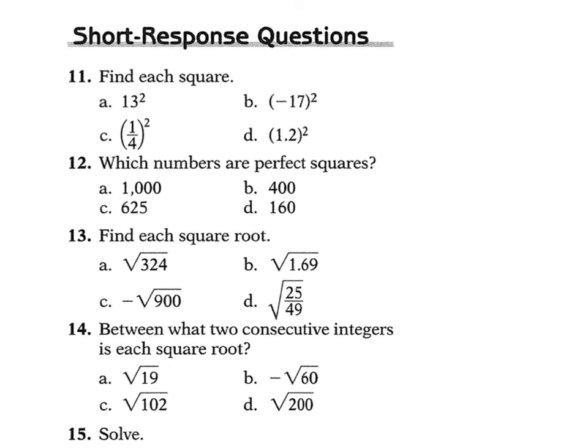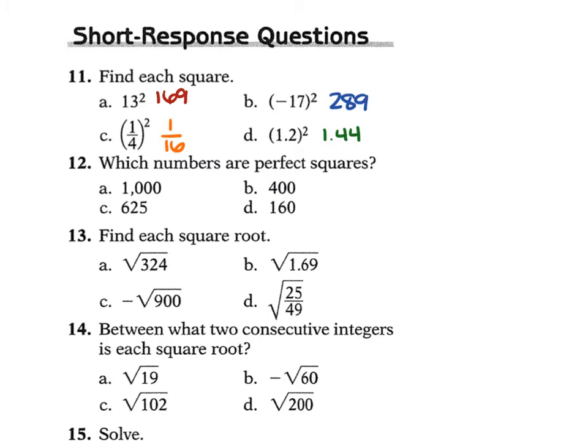With these, for 11, we are finding each square. 13 squared is 13 times 13, and that's 169. For B, we have negative 17 squared. So negative 17 times negative 17. If we have a negative times a negative, it's a positive. So that's 17 times 17, which is 289. For C, we have 1/4 squared. So that's just 1/4 times 1/4, which is 1/16. And for D, we have 1.2 squared. So 1.2 times 1.2 is 1.44.